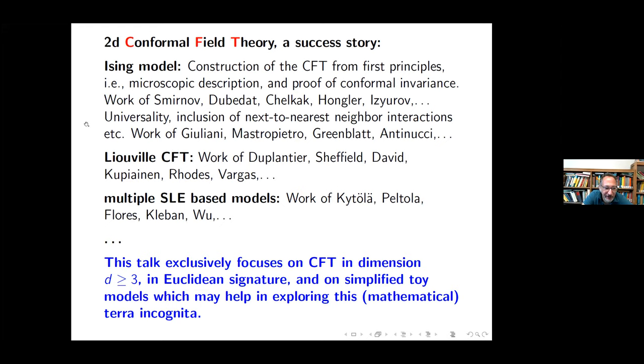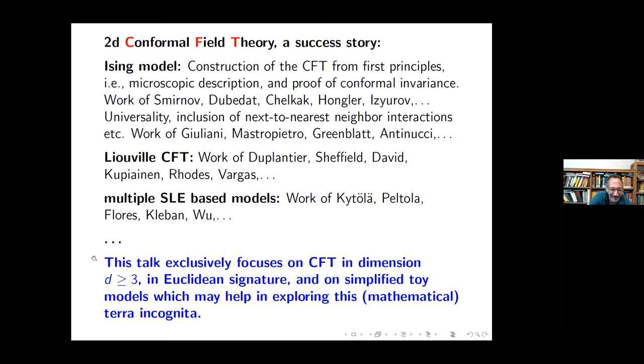Another thing which deserves to be mentioned in relation to the Ising model is what happens if you perturb a little bit the integrable case by adding next to nearest neighbor interactions. Well, there is work by the Italian school around Alessandro Giuliani and Mastropietro, which managed to deal with that and prove that we get the same as with the integrable Ising model. There is also the Liouville CFT, work of Duplantier, Sheffield, David, Kupiainen, Rhodes, Vargas. I think you saw a previous seminar by Vincent Vargas who talked about that. So great stuff there. There are also more exotic models, for instance, based on multiple SLE paths, and there's work by Kytölä, Peltola, and again, other people. I put dot, dot, dot here because, from just my lack of knowledge, I'm sure I'm forgetting some other results in 2D CFT, rigorous 2D CFT.